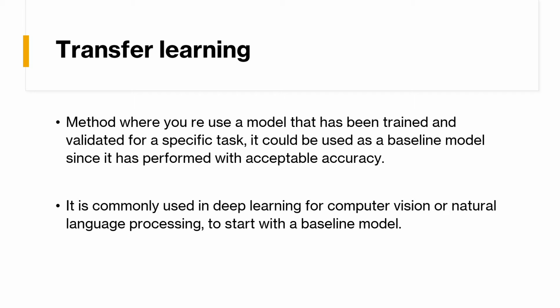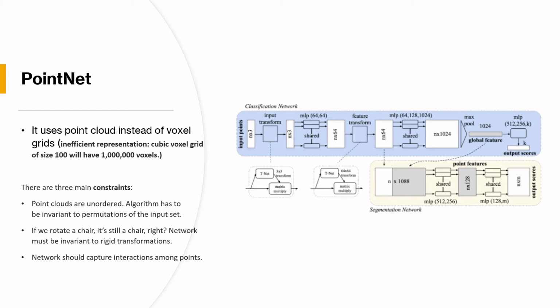And in some of the cases, you will obtain better accuracies than with a custom model. Okay, so the architecture that I'm going to use is called PointNet. This architecture was developed by Charles R. Qi and other contributors. This architecture uses point clouds instead of voxel grids because they realized that in previous research, voxel grids are inefficient representations because the data was very voluminous and it causes a lot of issues when doing the training.